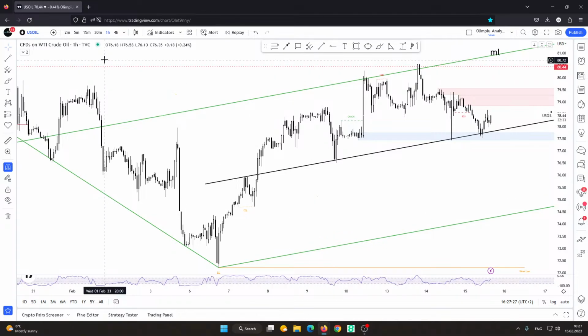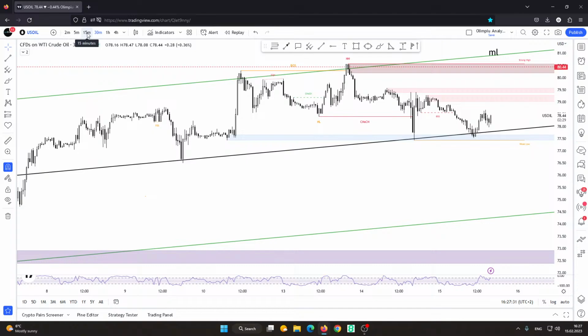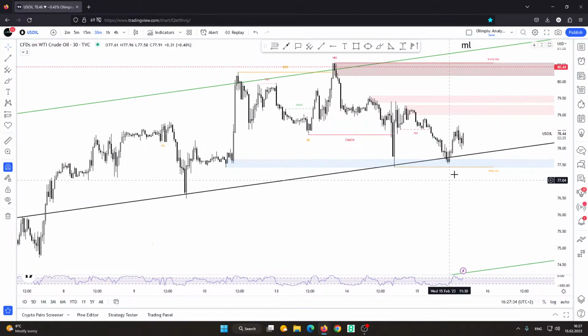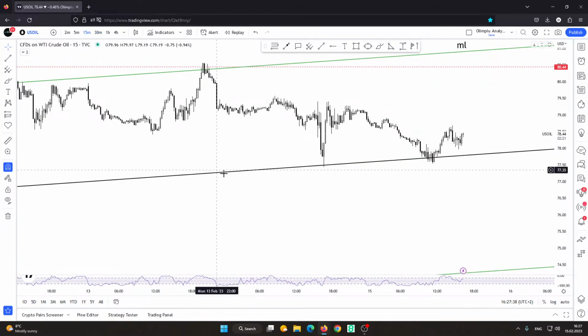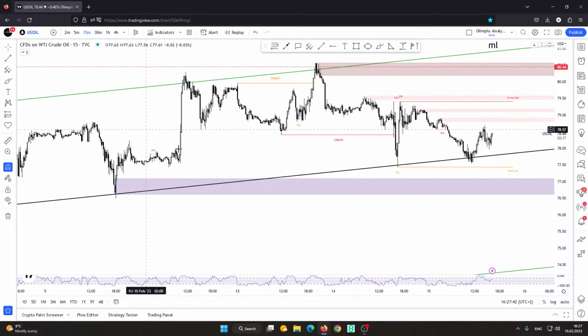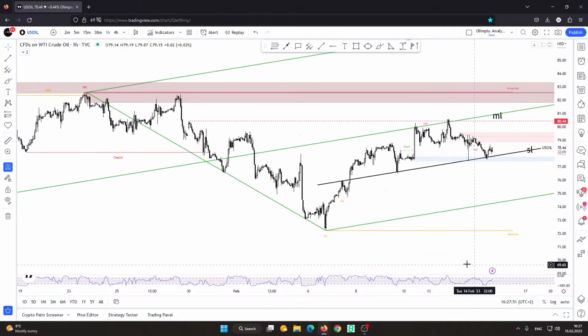This is my opinion about US oil. Okay, a demand zone, because we had this strong imbalance here. But yeah, if we go on 15 minutes, we have a demand zone here. So maybe I'll try to catch something from around the supply zone, supply areas or something.